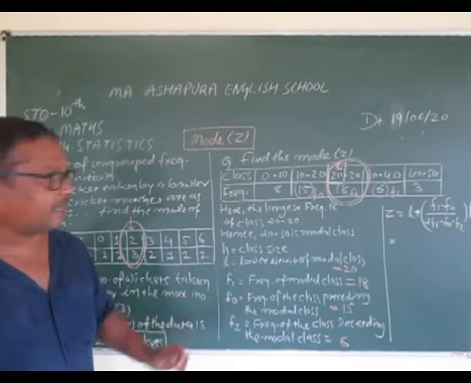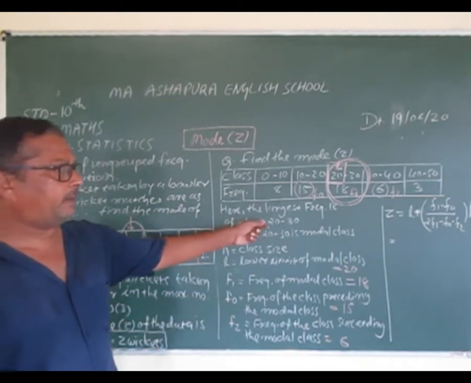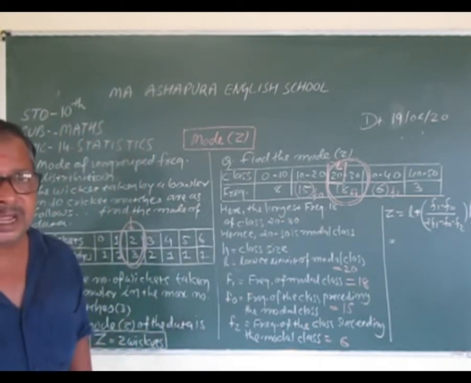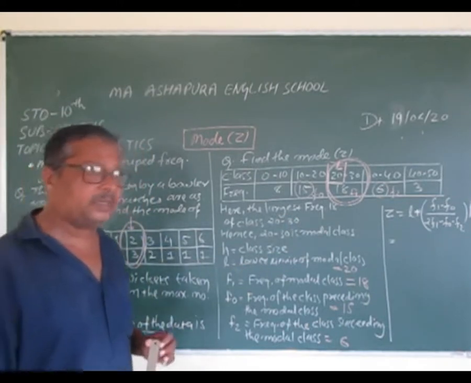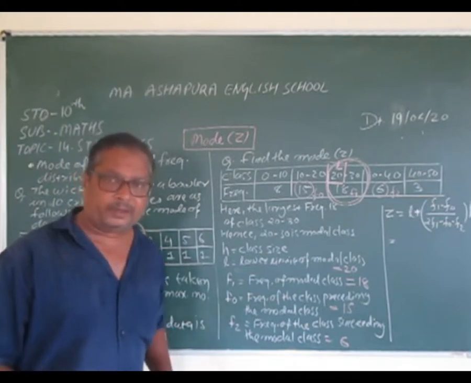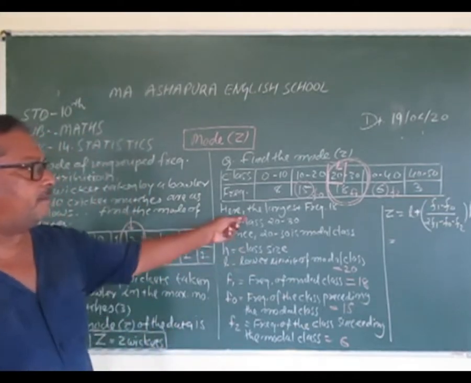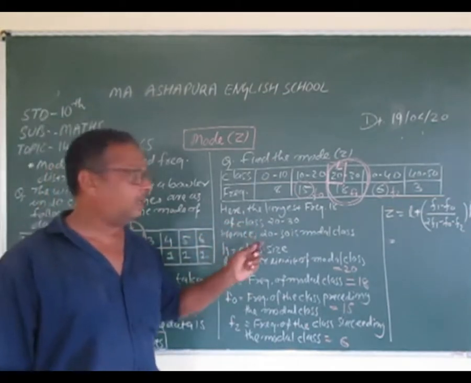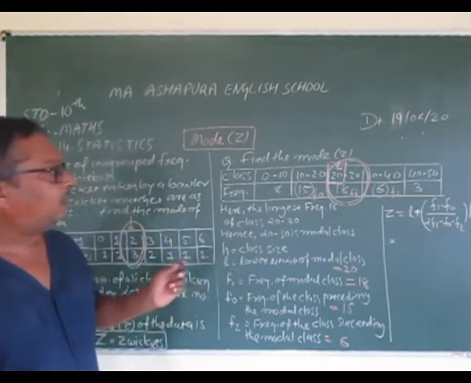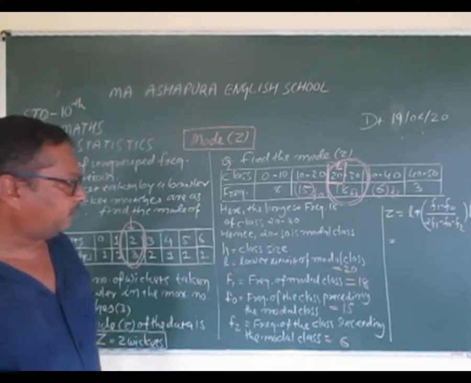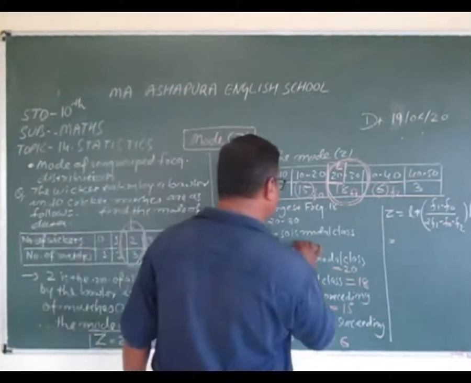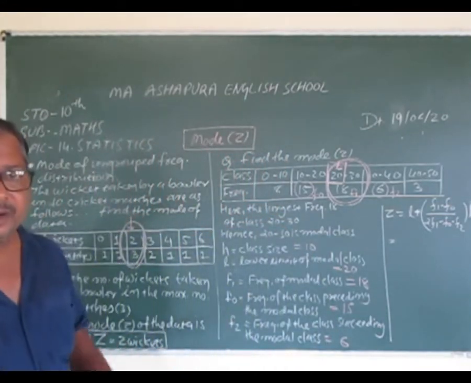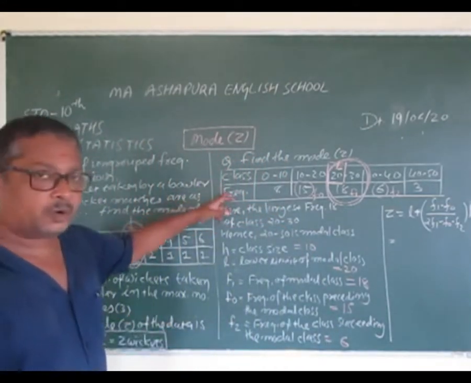H means class size. Here 0 to 10, 10 to 20, 20 to 30, 30 to 40 and 40 to 50 show the size of the class is 10. How to find this? Upper limit minus lower limit, or the difference between the limits. 10 minus 0 is equal to 10. So H is equal to class size 10. Now we have all the data from the grouped frequency distribution table.